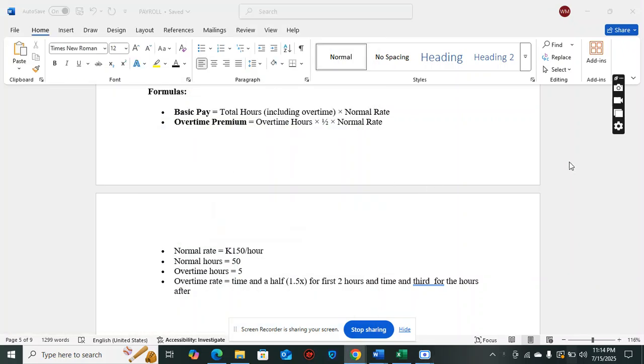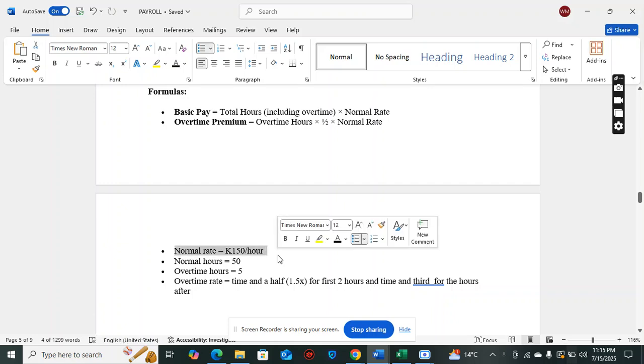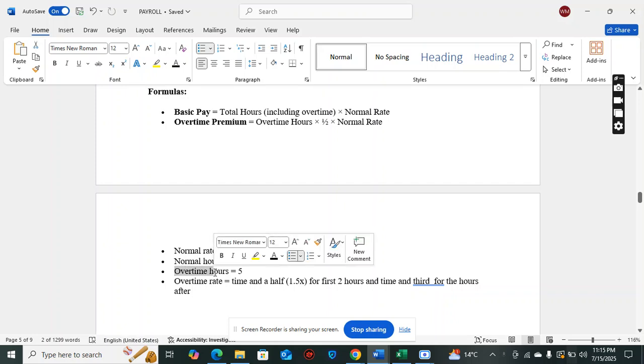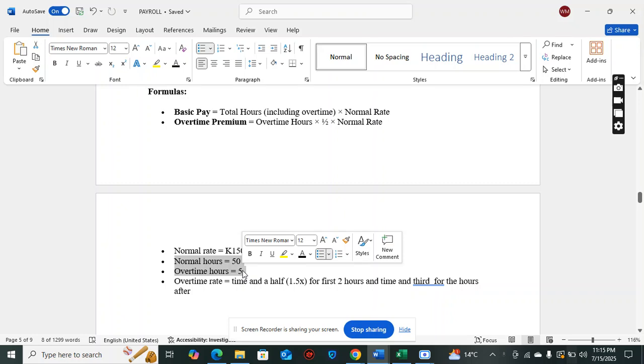All right, so we've got this question here. This worker, the normal rate for the worker is 150 kwacha per hour. The worker is supposed to work for 50 hours. Now the worker also worked for an extra 5 hours. So in total, this worker worked for 55 hours: 50 hours, which is expected of him, and 5 hours extra, which is the overtime hours.